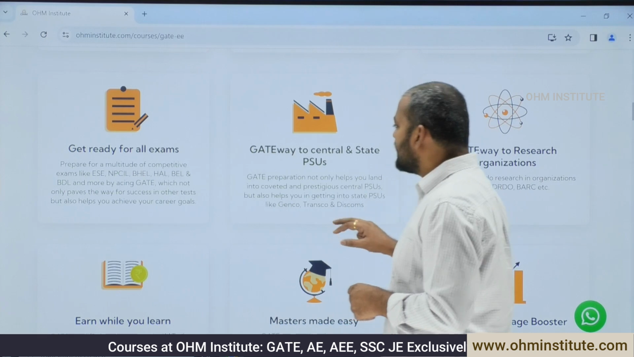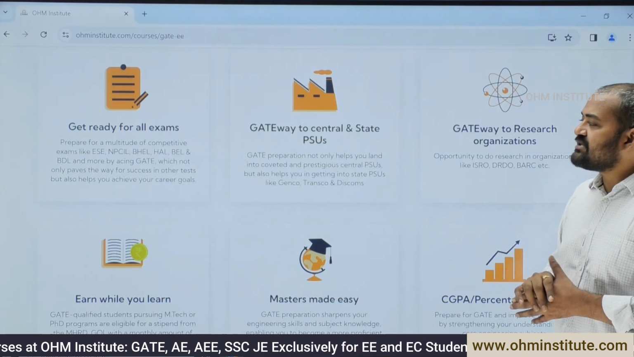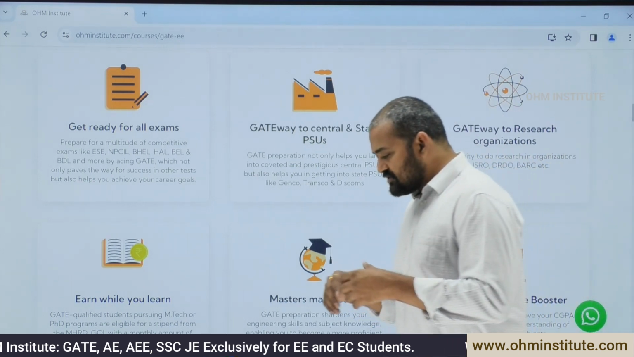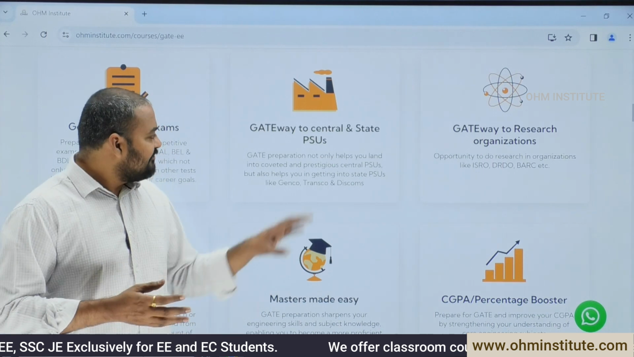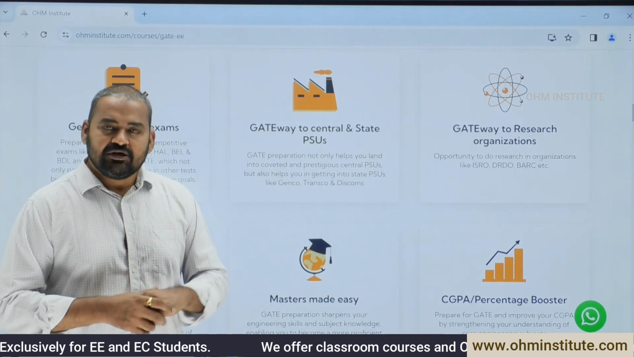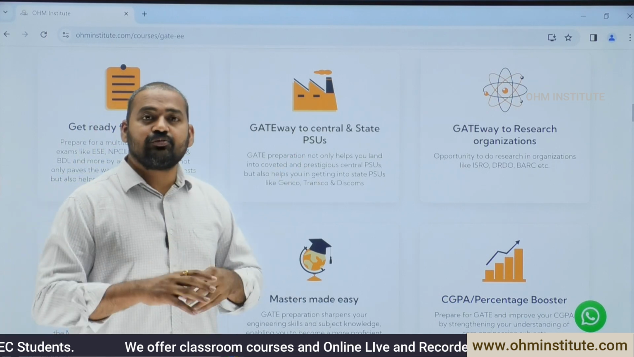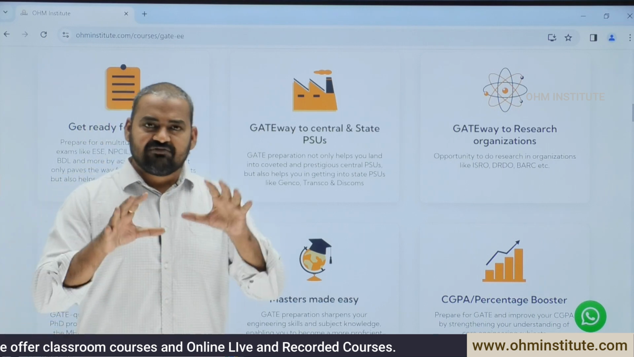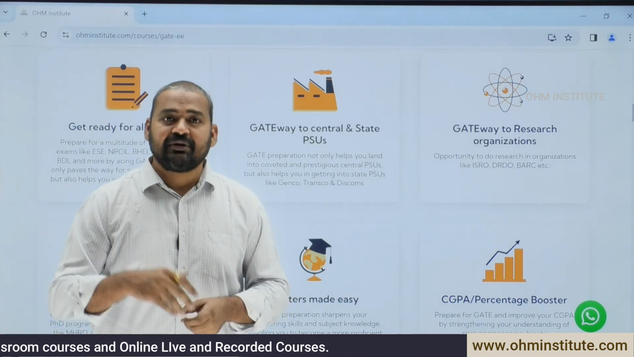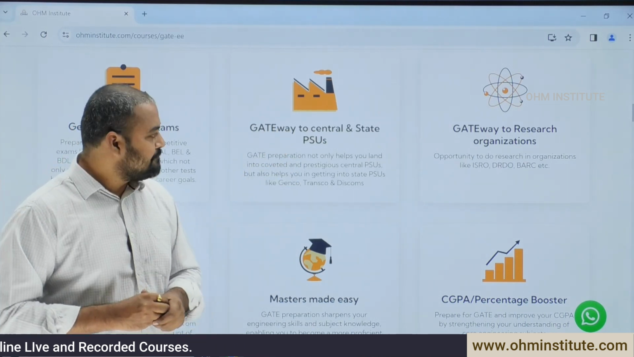That's what. And also, GATE examination score is a gateway to central and state PSUs, because you know that many of the PSUs are directly recruiting their engineers using GATE examination score. That's why those who want to pursue their career in public sector companies, where work life balance will be much better compared to IT companies, that is where GATE examination score will help you.